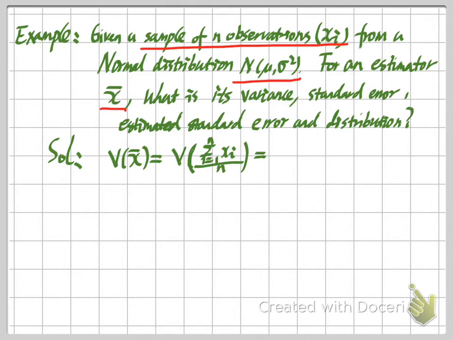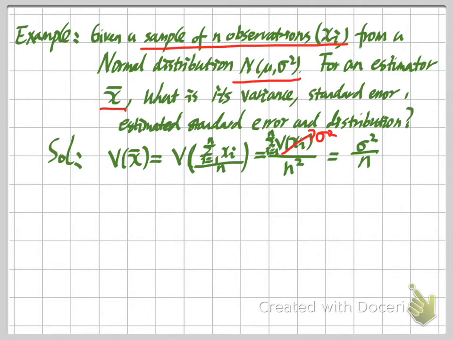So the answer is the variance of the summation of x i, i equals 1 to n, with the denominator n squared. And then by plugging in the variance of x i, which is equal to sigma squared, our population's variance, we get the variance equal to sigma squared over n. Okay, so this is the variance of our sample mean.